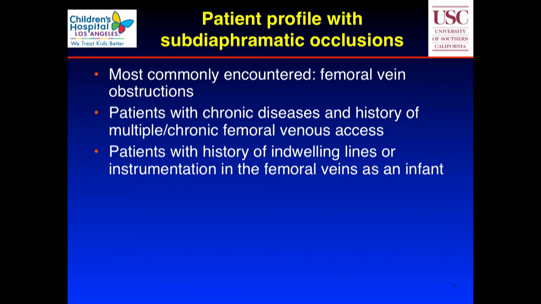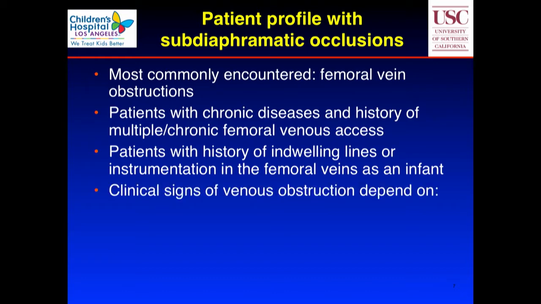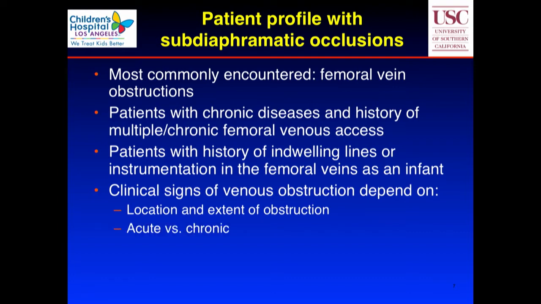Clinical signs of that obstruction really depend on the location and the extent of that obstruction, whether it's acute or chronic. If it happens acutely, the body can't make new vessels to get blood to return. But if it happens chronically, they can develop collaterals.